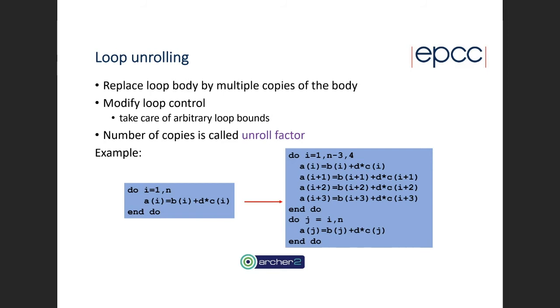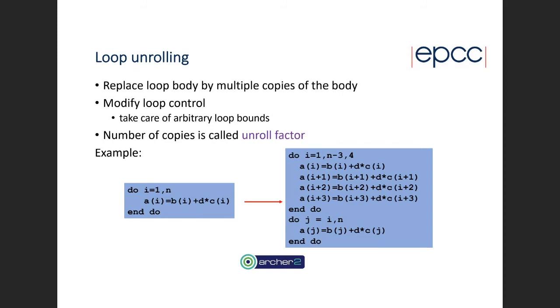And so a bit of terminology here is the number of copies of the body that are being made is called the unroll factor. So that's what your compiler diagnostics will report. It will report how many times a loop was unrolled. That means how many copies of the body have been made.